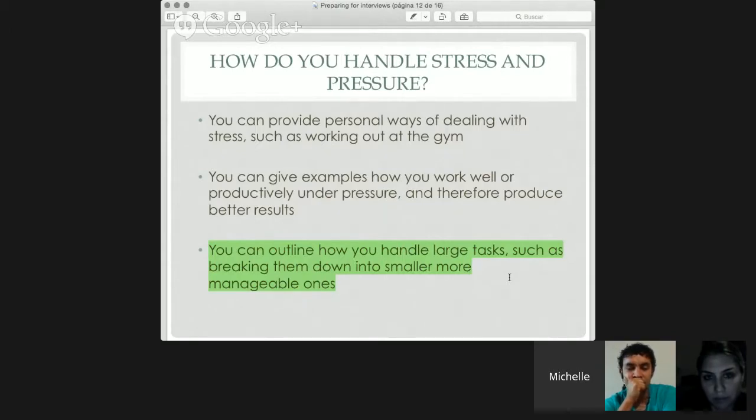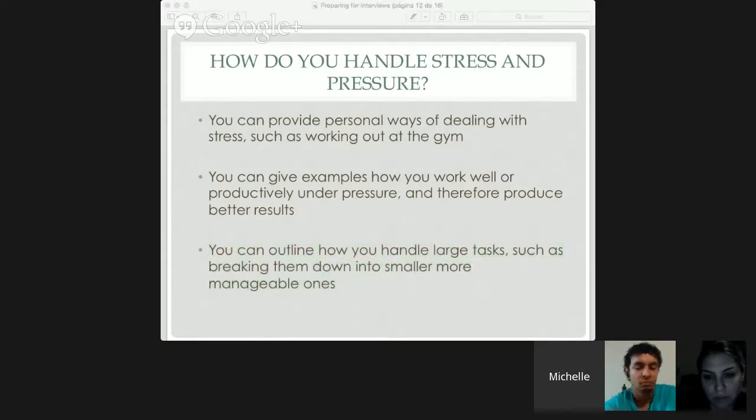So for example, you can say, if someone gives me a large task and a deadline, my approach is to break it down into smaller tasks and then take it one step at a time. Right? So those are 3 options, obviously depending on who you are as a person and how you deal with stress. But those are 3 perfectly good answers to that question from an employer's perspective.